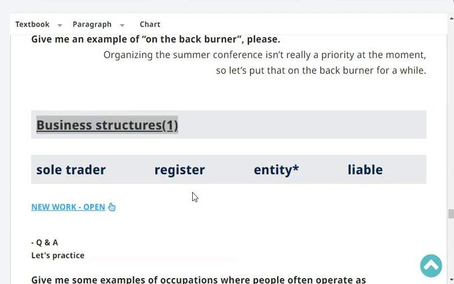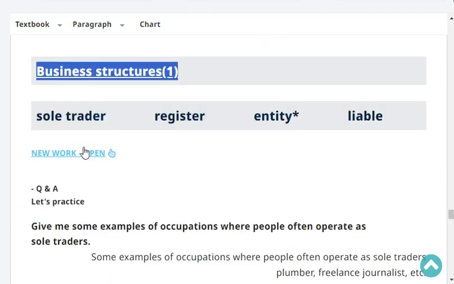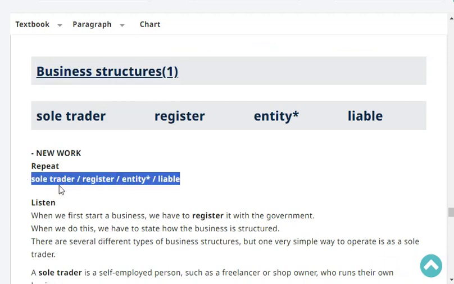Okay, now let's have business structures. Okay, repeat. Sole trader, register, entity, liable. Okay, very good. Okay, listen.